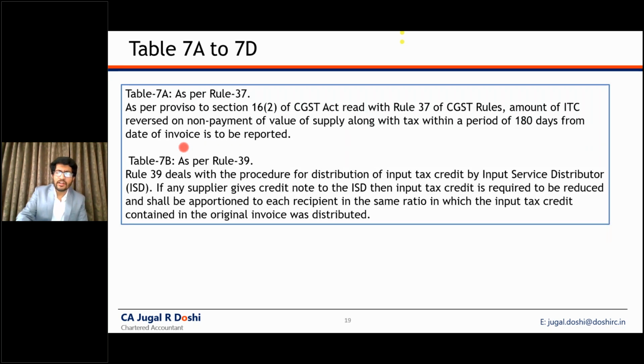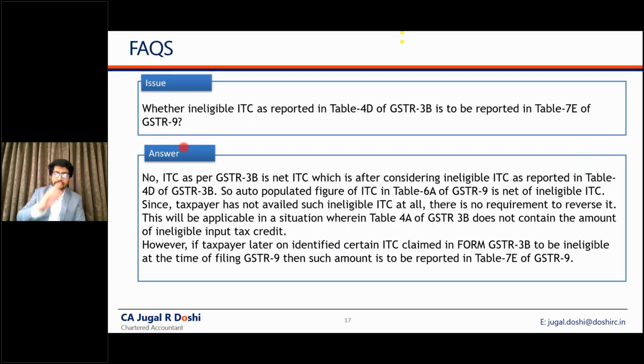So let's address a few intricacies in table 7. Now, as I stressed earlier, only those inward supplies which are reported in table 6 are to be reversed in table 7. For example, I have not taken set off of rupees 5 lakhs of insurance on employee healthcare in table 6. Then there is no requirement to report the same in table 7. Only if the set off is taken in table 6, then we would report in table 7.